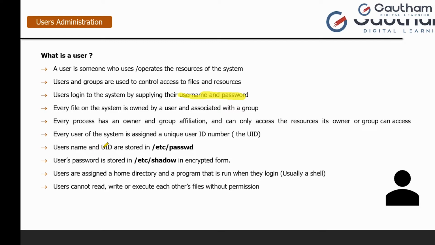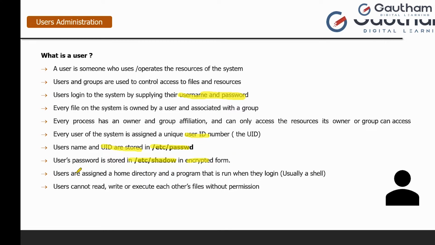The user information is stored in a file called /etc/passwd. What information does it store? Generally, it has your important user ID. Every user gets a unique identity, which is called the user ID. And the user's password is kept in another file, that is /etc/shadow, and here the password is available in encrypted form.